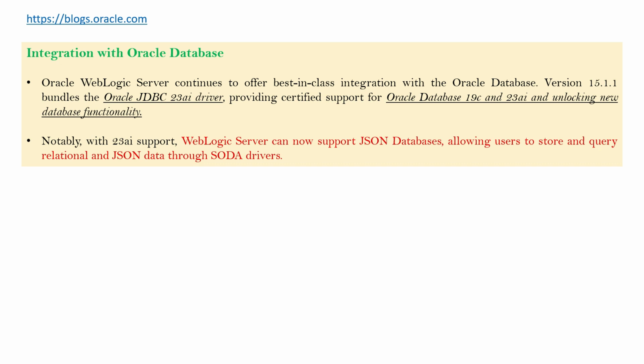One of the other major enhancements is that with 23ai support, your WebLogic can now support JSON databases, allowing users to store and query relational and JSON data through the JDBC driver. That means WebLogic 15c supports the JSON database, which is a kind of semi-structured database. For example, we have MongoDB, where the contents are stored in JSON format, in key-value pair format. So if you have this kind of database, storing data in JSON like MongoDB, now you can integrate that with 15c.